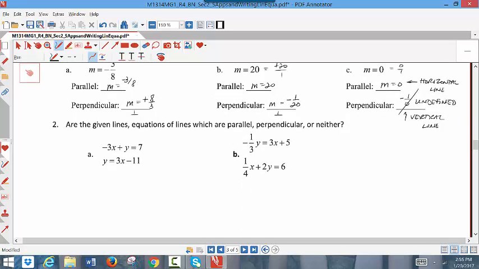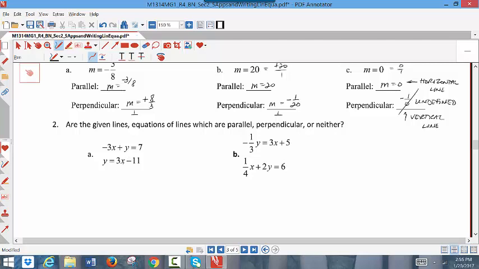Are the given lines equations of lines which are parallel, perpendicular, or neither? They've given me two equations. I don't have a graph. It says look at these equations and tell me, are these two lines parallel? Are they perpendicular, or are they not parallel or perpendicular? To do that, I have to define the slope.